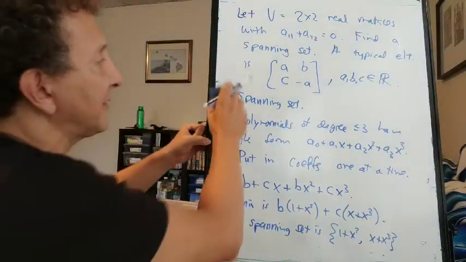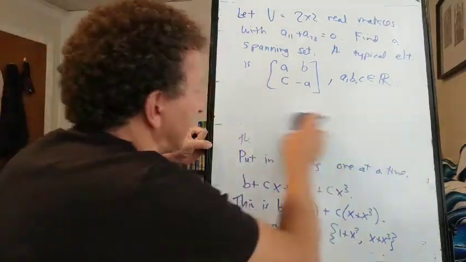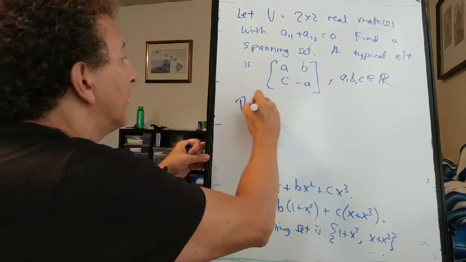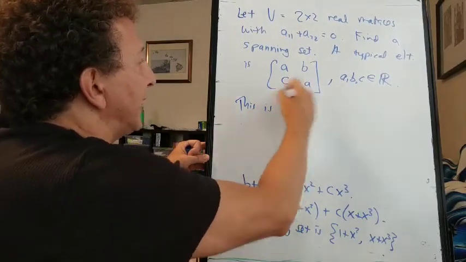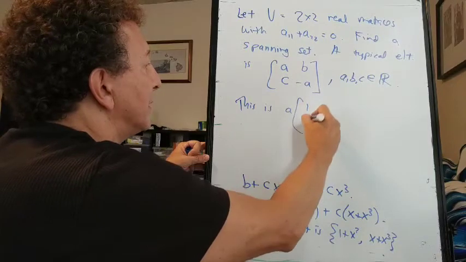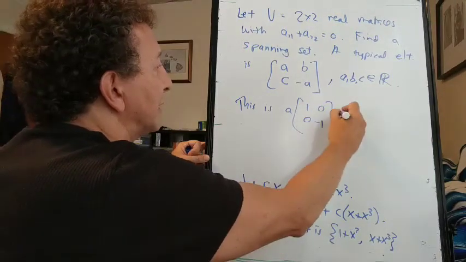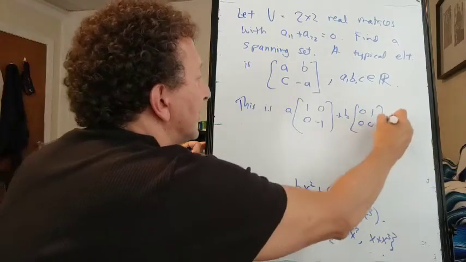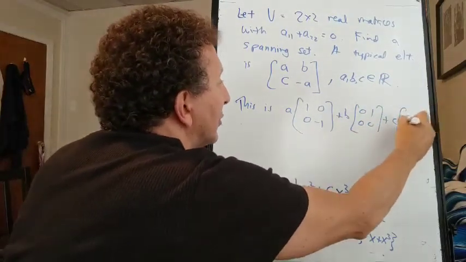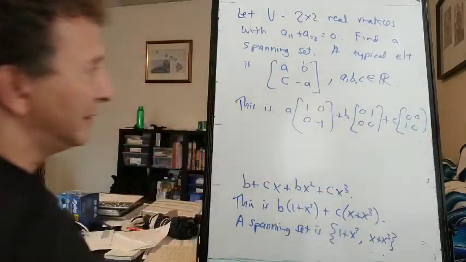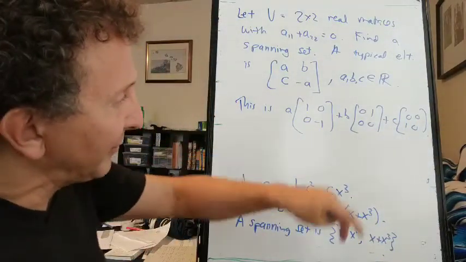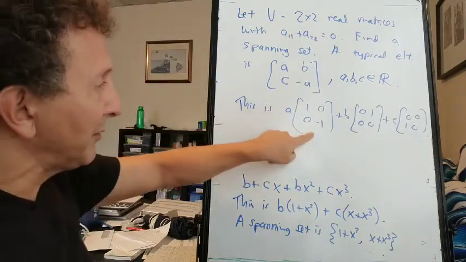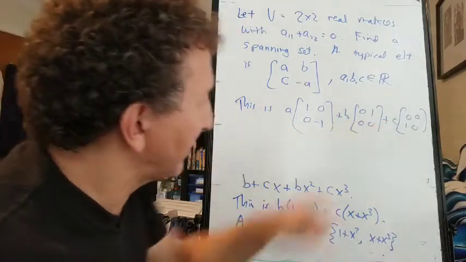Then we take those constants out and think of them as linear combination multiples. So this is A times what? It's A times the matrix 1, negative 1 on the diagonal, zeros elsewhere, plus B times the matrix 0, 1, 0, 0, plus C times the matrix 0, 0, 1, 0. So every element of this space has that form. And now that we've written it like this, it looks like multiple of this plus multiple of that plus multiple of the third thing.